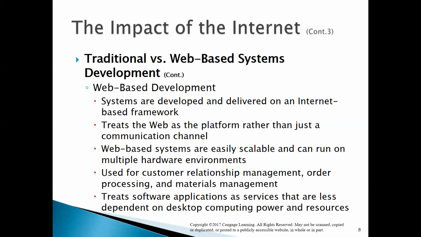Used for customer relationship management, order processing, and materials management. Treat software applications as services that are less dependent on desktop computing power and resources. Just like I mentioned earlier, when you have a software, or an information system that is web-based, you do not need to worry about the computing power of your computer system in-house. You do not need to worry about whatever resources you have in-house, because all of these hardware resources are provided by the ASP, application service provider. All you have to do is pay for it and then use it within the organization.